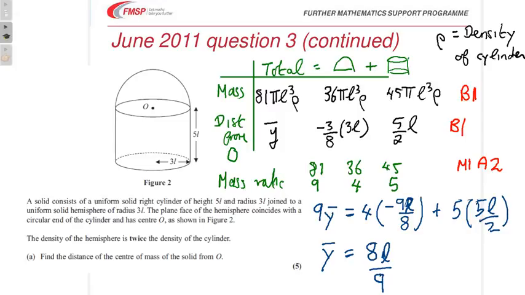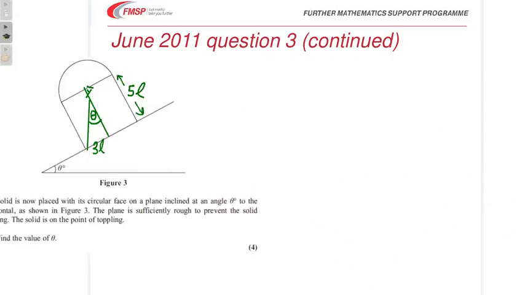The next part of the question, I have taken the liberty of already putting the necessary lines on the diagram. What we have here is a solid. Apologies if it's just cut off the left hand side here. The solid is now placed on a plane inclined at theta to the horizontal. The plane is sufficiently rough to prevent the solid slipping, and it's on the point of tipping.